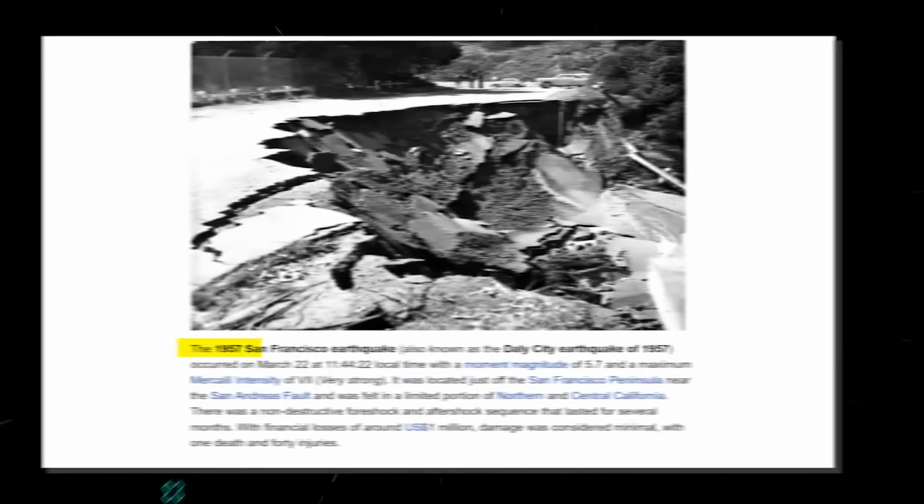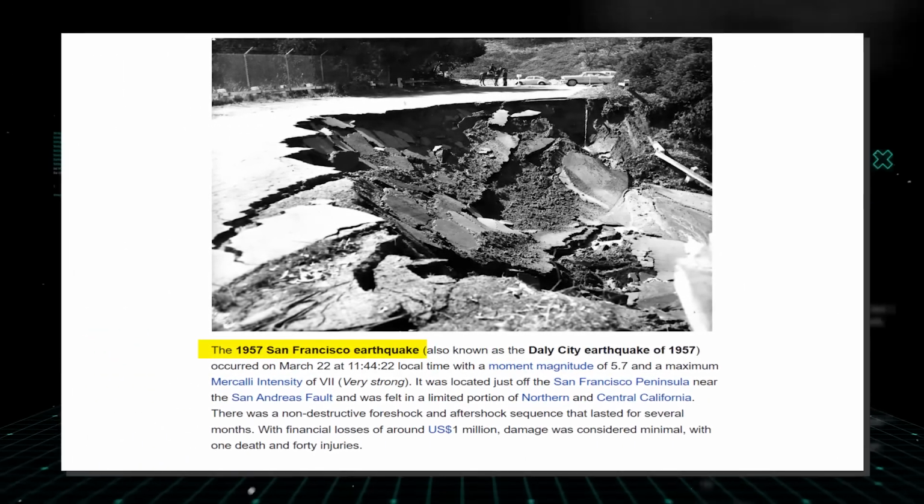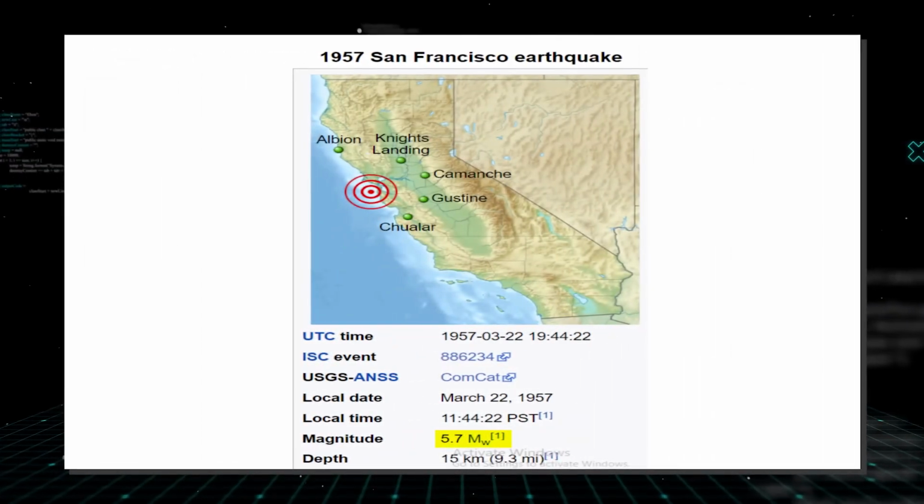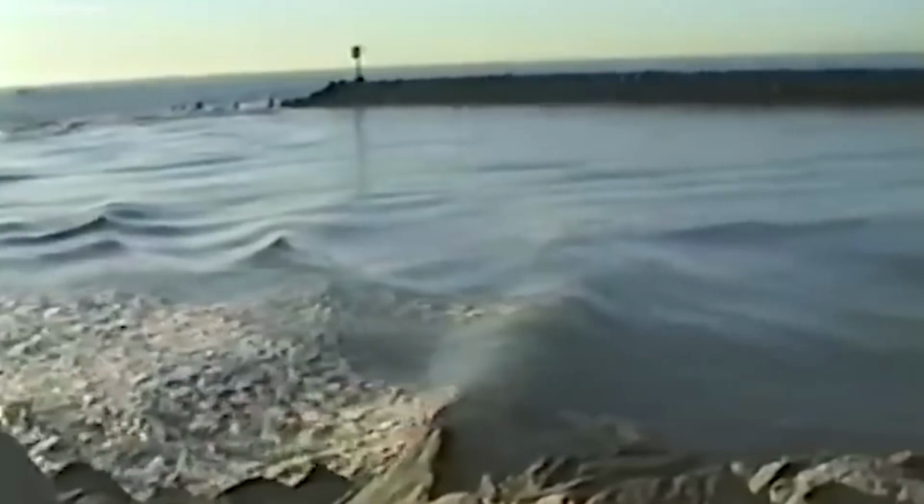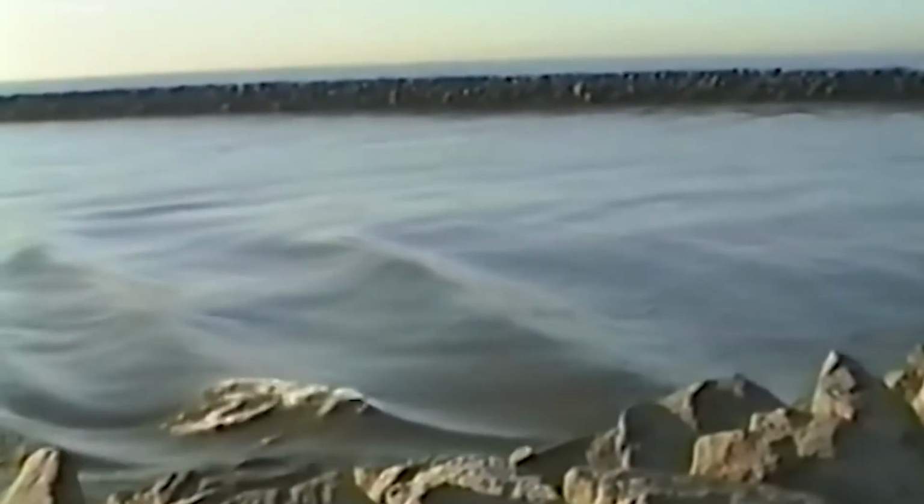Another earthquake hit San Francisco on March 22, 1957. It was a 5.7 magnitude quake and considerably less severe than the 1906 one. The financial losses from this one amounted up to $1 million, and only one person died in this quake. The epicenter of this earthquake was the San Andreas Fault in the ocean west of San Francisco.